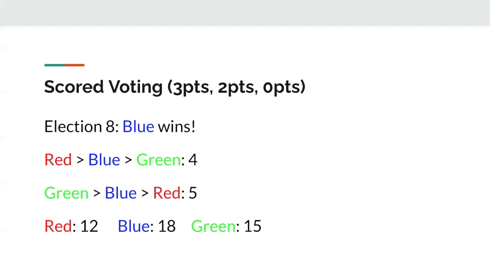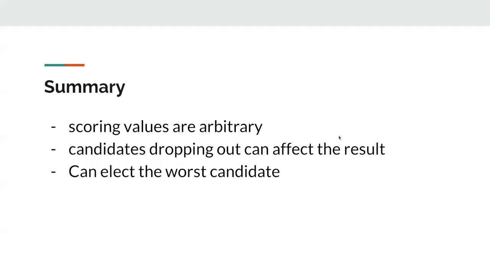This is clearly no good, and another major flaw with scored voting, similar to the spoiler effect. So in summary, the scoring values are arbitrary, candidates dropping out can affect the result, and it can also elect the worst candidate.